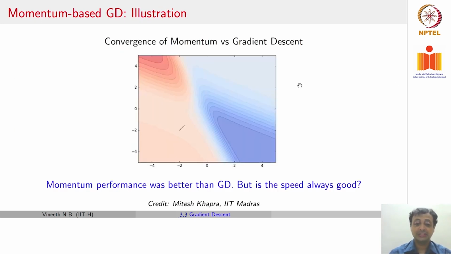Here is a visualization of convergence of momentum versus gradient descent. Once again, this is a contour plot. You can see here that red values are high values, blue values are low values. So you know that you want to converge to somewhere in this bottom right region where error values are low. So this is your gradient descent curve until a certain number of iterations. Now let's try to see how momentum does on the same surface.